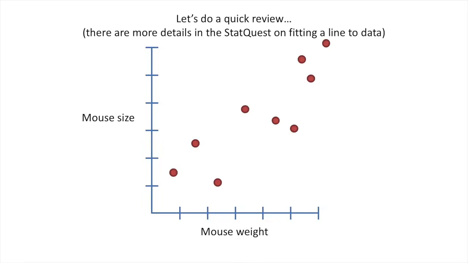In the StatQuest, fitting a line to data, we talked about fitting a line to data. Duh. But let's do a quick review. I'm going to introduce some new terminology in this part of the video, so it's worth watching even if you've already seen the earlier StatQuest. That said, if you need more details, check that StatQuest out. For this review, we're going to be talking about a data set where we took a bunch of mice and we measured their size and we measured their weight. Our goal is to use mouse weight as a way to predict mouse size.